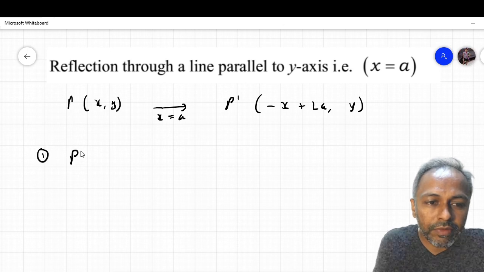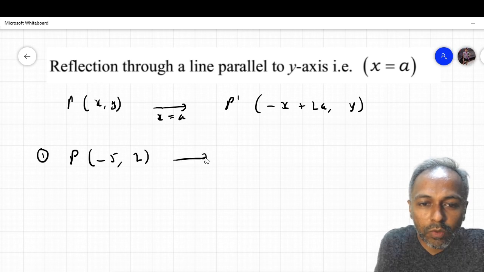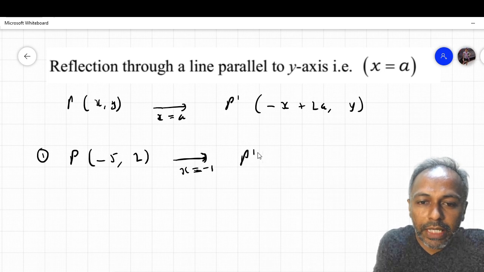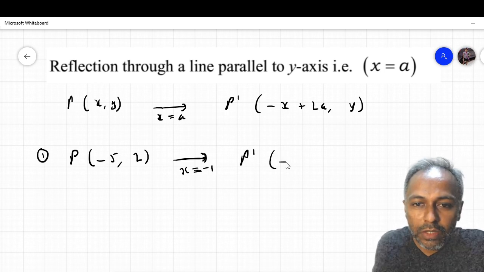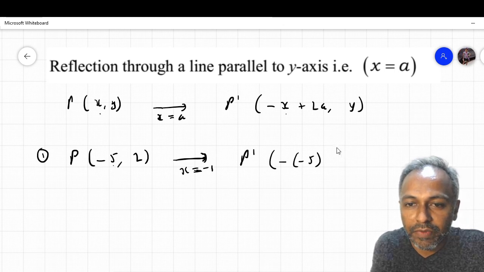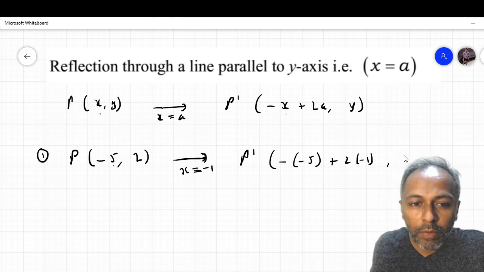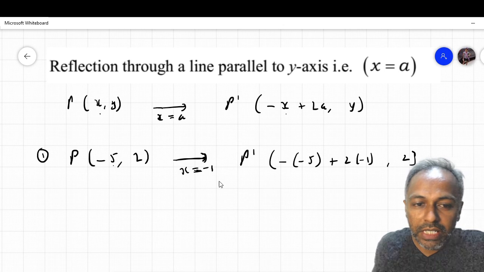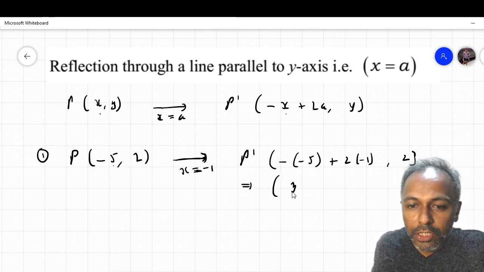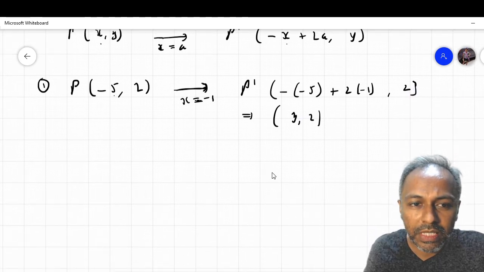So an example we can take for this, say (minus 5, 2), reflected about say x equal to minus 1. Then we get P dash: we have minus x, and x by comparison is itself minus 5, so minus of minus 5 will come, plus 2 times minus 1 as a is minus 1, and y is 2, as you can see on the left hand side. So this implies P dash becomes (5 minus 2 is 3, 2). Like that you can explore some more examples.